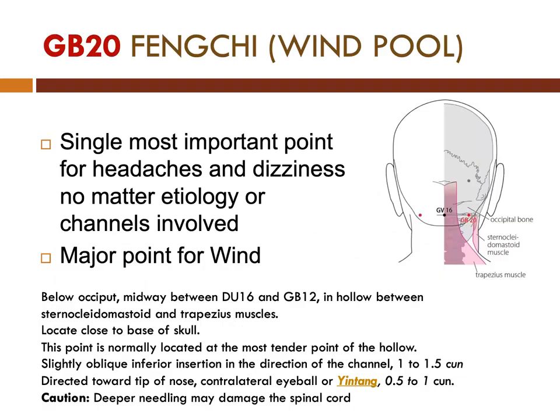So for the points we use, number 1 is GB20. It is the single most important point for headaches and dizziness, no matter what etiology or channels are involved. GB20 is also the major point for wind.